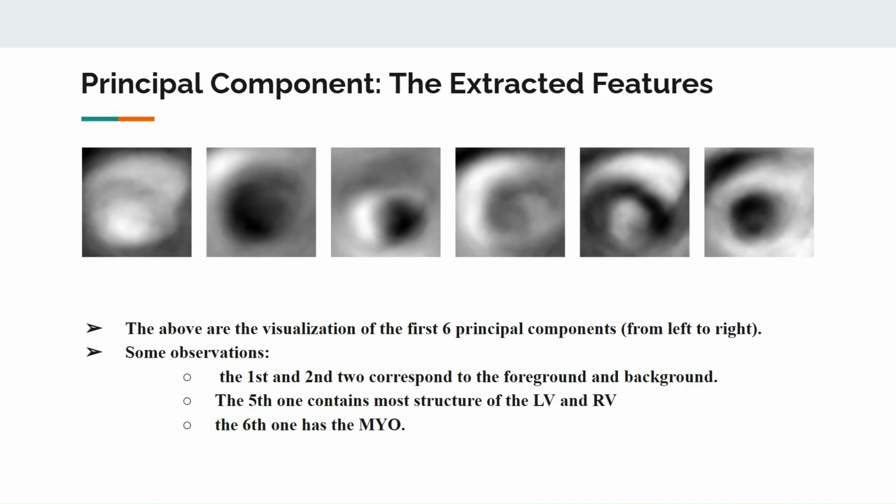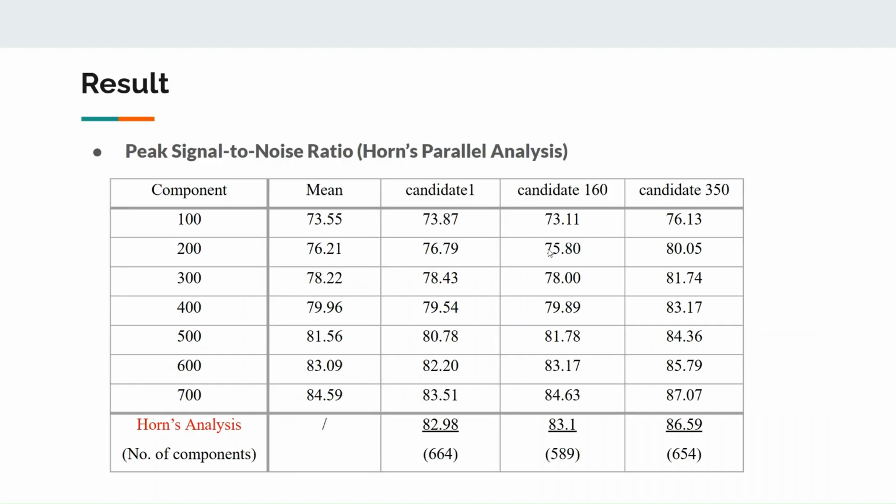The first component separates the foreground, and the second component separates the background. The fifth component captures the structure of the LV and RV, while the sixth component emphasizes the MYO. This observation shows that PCA can extract meaningful geometric features of the heart, which is critical for compression because it means we are preserving the most important structural details while reducing the data size.